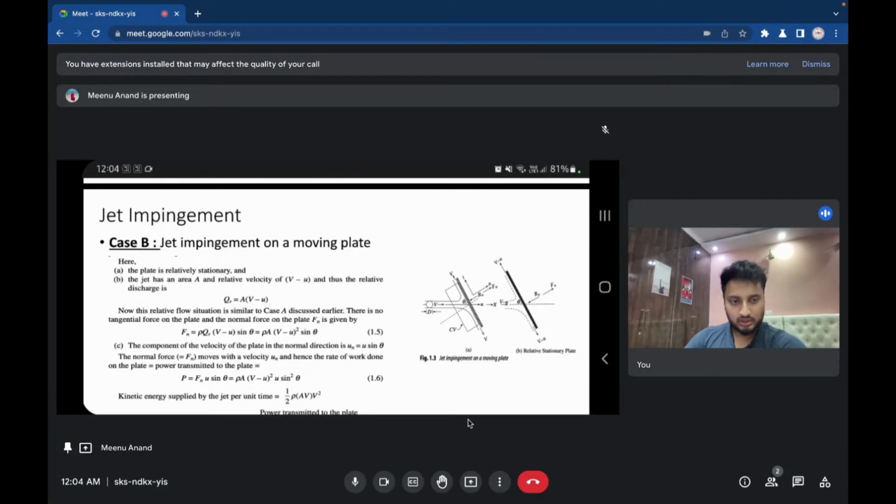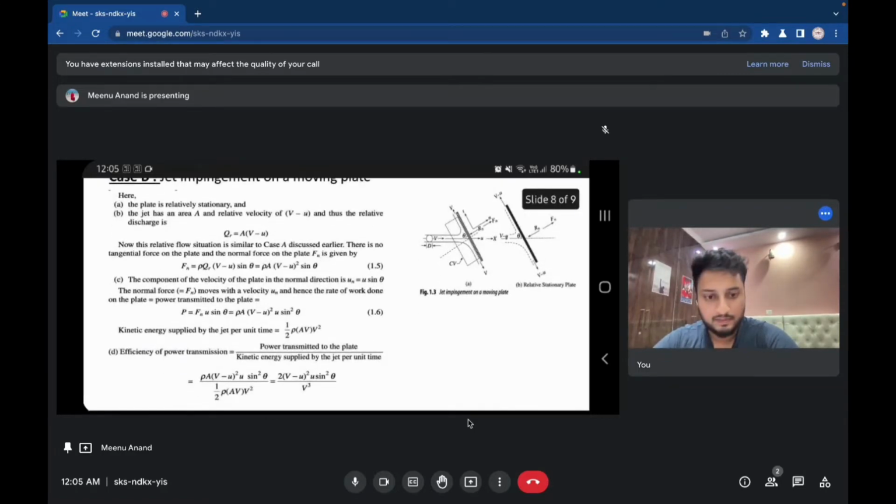Hence, to proceed further, we will consider a velocity of magnitude minus U, which is equal and opposite to the velocity of the plate. Now, being superimposed on the flow system, the resulting flow situation, which can be called the equivalent relative flow over the plate, is given in figure 1.3b. In this, the plate is relatively stationary, and the jet has area A with the relative velocity of V minus U. So its relative discharge is Qr, which is equal to A into V minus U. Here, as we studied, the plate is relatively stationary. So we all discussed this. Now notice that in the last equation.